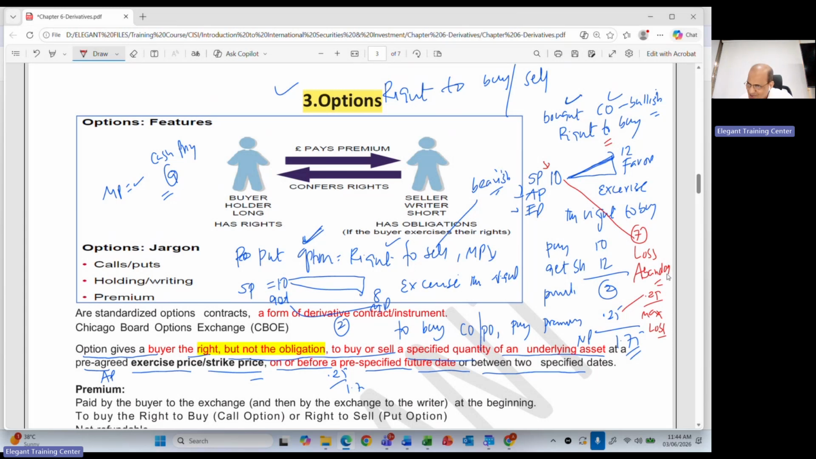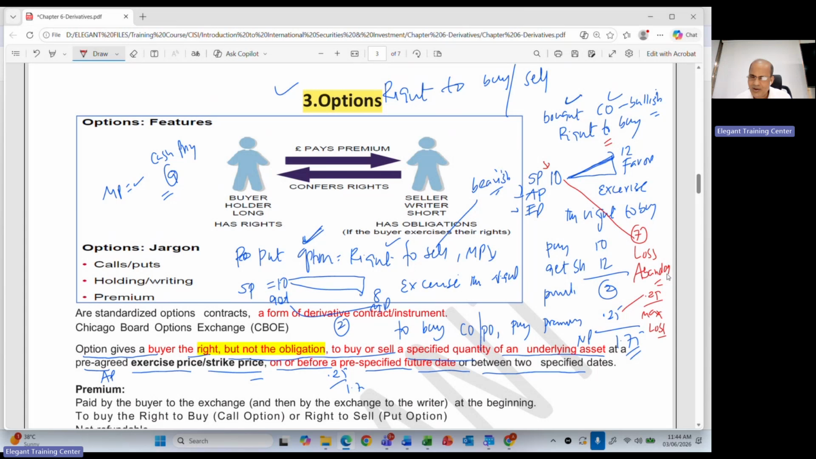So for the call option holder, meaning the buyer, you have the right to buy and you don't have an obligation. If it is in your favor, if the market price goes up, you can say, hey, I want to buy. How much will you pay? $10. But if the market price goes down to 7, you don't have to buy because you are not obliged. In a futures contract, you are obliged, but in options, you are not obliged. If you want to buy, buy.